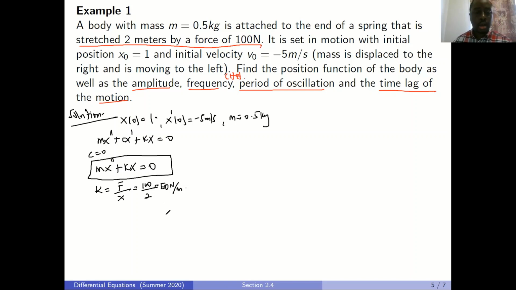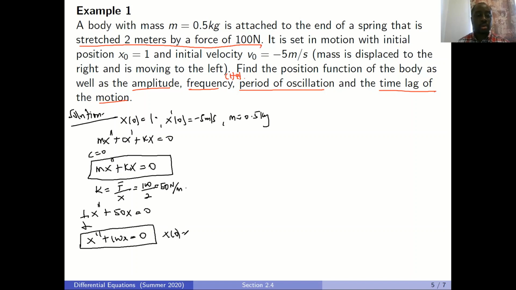Okay, so that is our spring constant k, and so we can write down our differential equation as 1/2 x prime prime plus 50x equals 0. If we standardize it, we have x prime prime plus 100x equals 0. And then we can find a general solution to this. We have initial conditions that x at 0 is 1 and x prime at 0 is -5, and so we can find a particular solution to the initial value problem. And that will tell us the motion of the body over time.